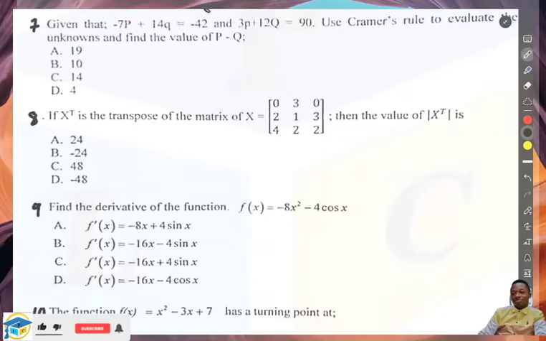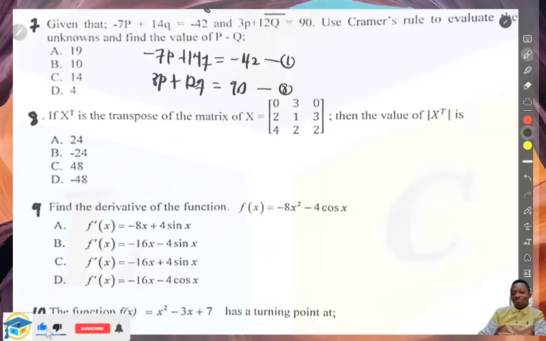Right. So here we can straight away use the simultaneous equation approach to deal with that, and that should be fine for us to get our value. So we have -7p plus 14q, and that should be equal to -42. So that should be equation 1. And we have 3p plus 12q, and that should be equal to 90. And that should be equation 2.